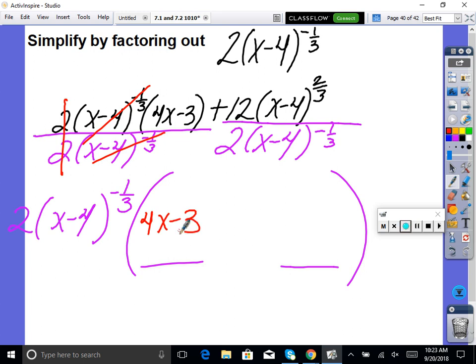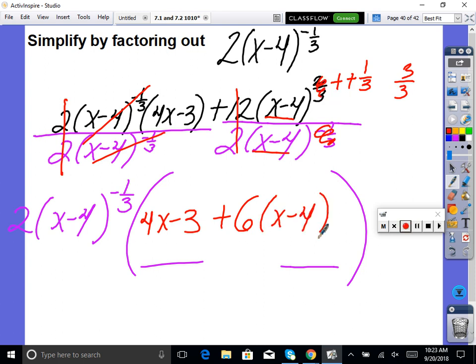Now we have plus 6. 12 and 2 are 6. And then careful, same base. When you divide, you subtract. So subtract the bottom, which is negative a third. When subtracting a negative, we make it plus, don't we? Which is 3/3, which is 1. So that just became x minus 4 to the 1.